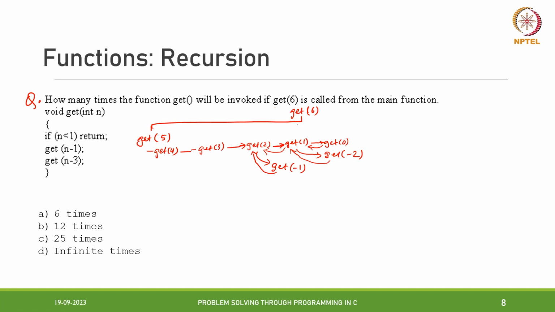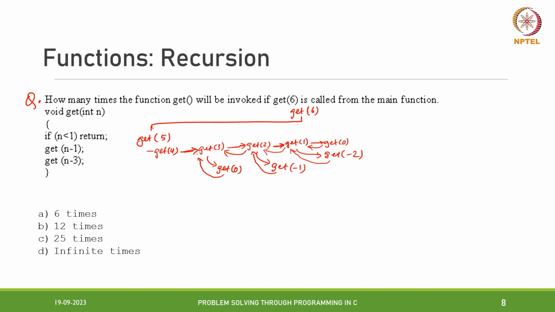So the control will go back to get of 3, which had called get of 2. Get of 3 would have called get of 2 when it was doing n minus 1. So next, get of 3 will call n minus 3, that is get of 0. Again 0 fulfills this condition, so the control will directly come back to get of 3. No further statements to do in get of 3. So get of 3 is done.